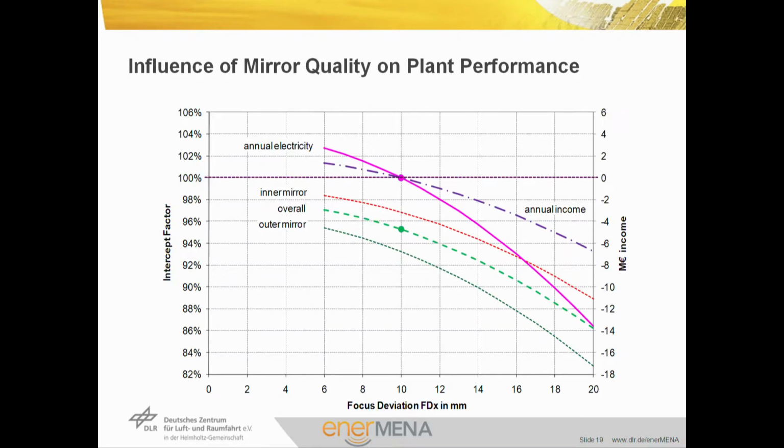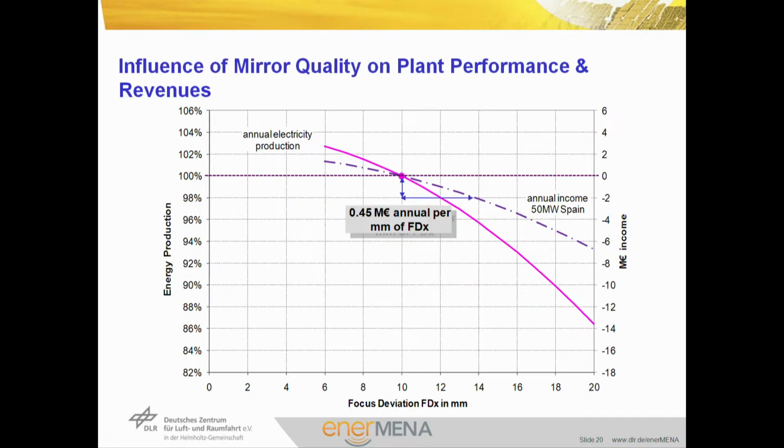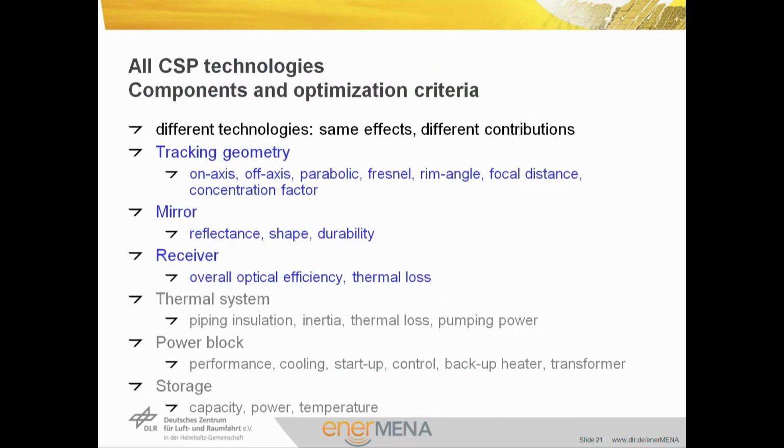The graph shows the dependency of the intercept factor as key performance factor of the focus deviation of the quality parameter of our mirror. And you see the reference case in the center with focus deviation of 10 millimeters. You get 100% performance. And with better quality, the output of the solar plant increases by several percent points. The relevant difference can be quantified in money, in particular in the case of high tariffs for the power production. The effect on the annual income or the annual electricity production is shown in this graph, depending on the quality of the mirror.